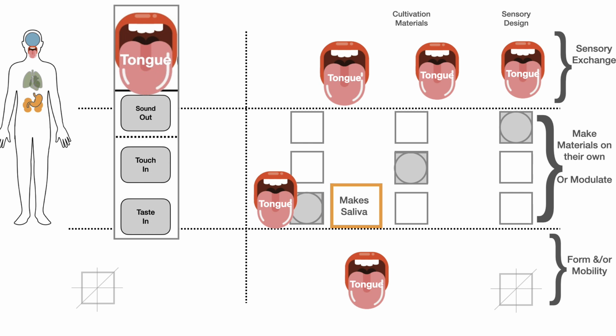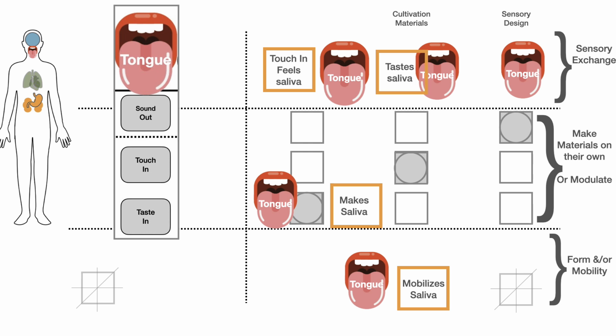All right, so here we are with our little template here, and it's pretty cool. So the tongue makes saliva. It feels saliva, so touch in. It can mobilize or move saliva. It can taste saliva. And then for the last sensory type for tongue, the tongue can also help to speak. And that would be a sensory output being auditory output.